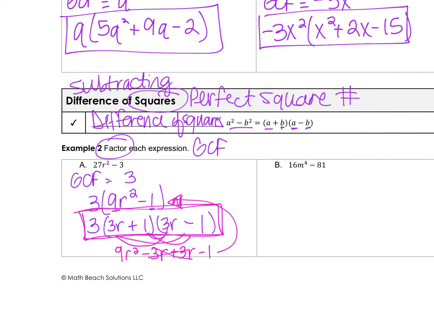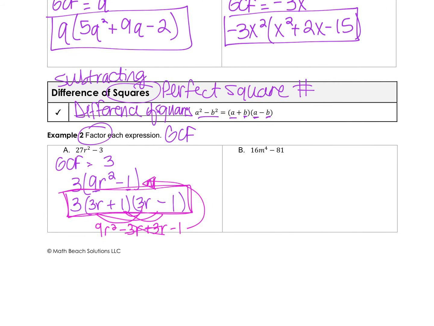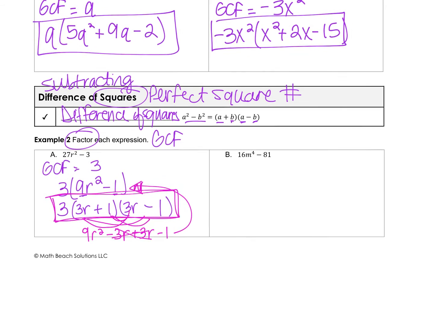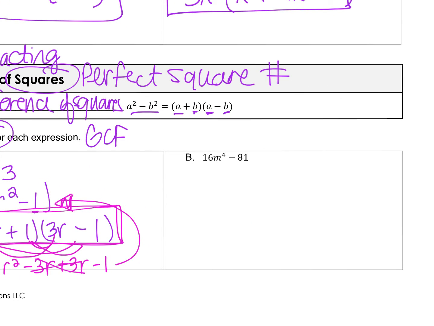Okay, so B. First thing we do is check for a greatest common factor. They do not have anything. So then notice I have 2 terms, so I want to check for a difference of squares. So I'm going to write no GCF. There's not a number that can go into both of those. Okay, so I'm going to check for difference of squares.